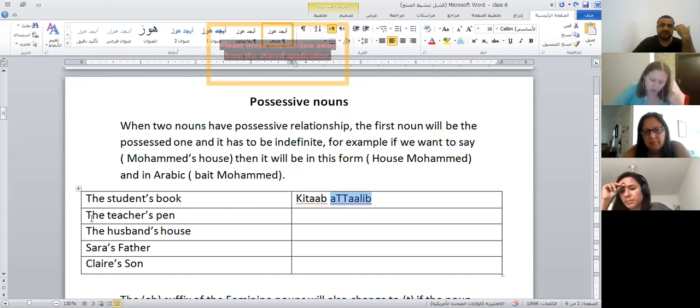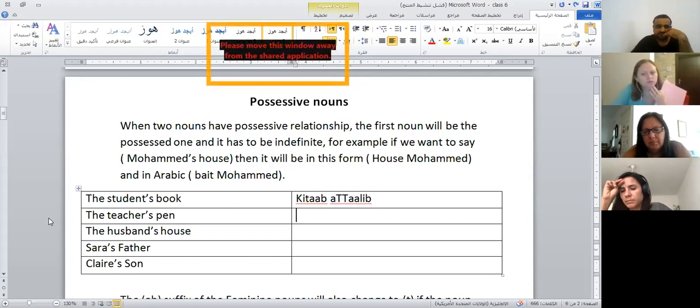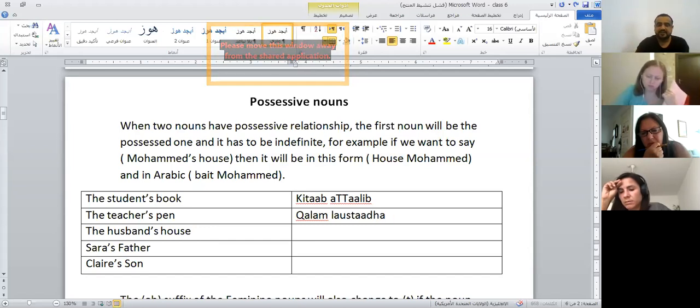Like here, if I want to say the teacher's pen. Okay. Pen. Can you help me here? The teacher's pen. Yeah, Kalam. Kalam al-Ustad. Or al-Ustada. It depends on the teacher. Kalam al-Ustad or al-Ustada. Kalam al-Ustad. Pen of the teacher. That's how you say it.